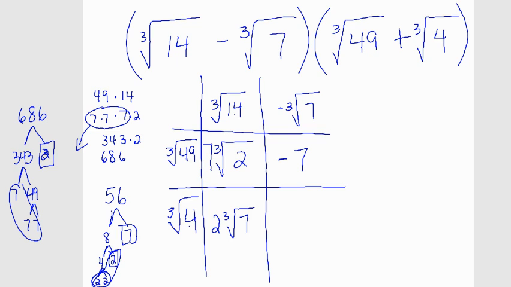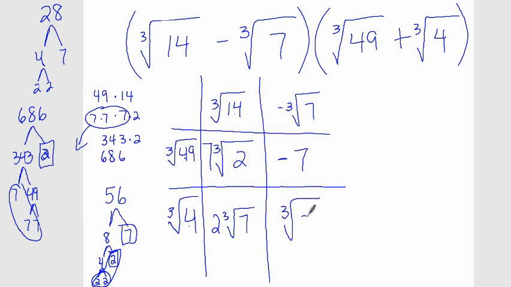And really quickly, just to demonstrate here, 28, 4 and 7, we know that already, 2 and 2. There's no threes. There's no 3 of a kind, I should say. So this is just cube root of 28. And this is kind of what I was talking about in the previous example.